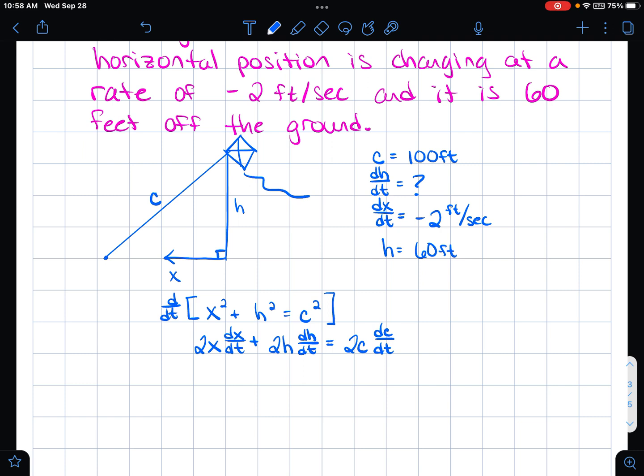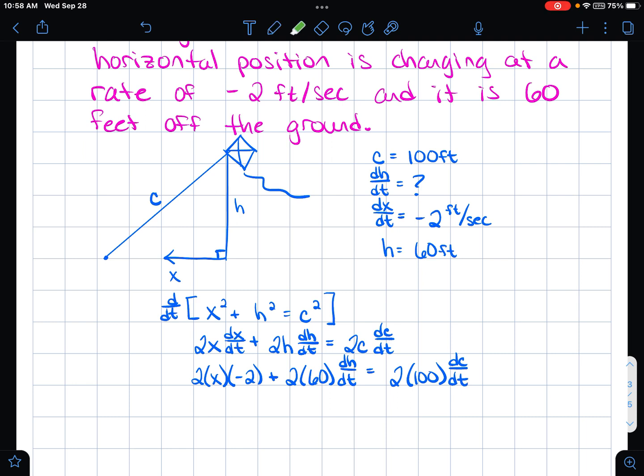Okay, the last step is to plug things in. So let's start plugging things in. So I have 2, but it didn't give me x, so I'll just write x for now. dx dt it did give me, that's -2. H they told me was 60 feet. dH dt is what we're looking for. C they told me was the string, that is 100, and I don't know dC dt.